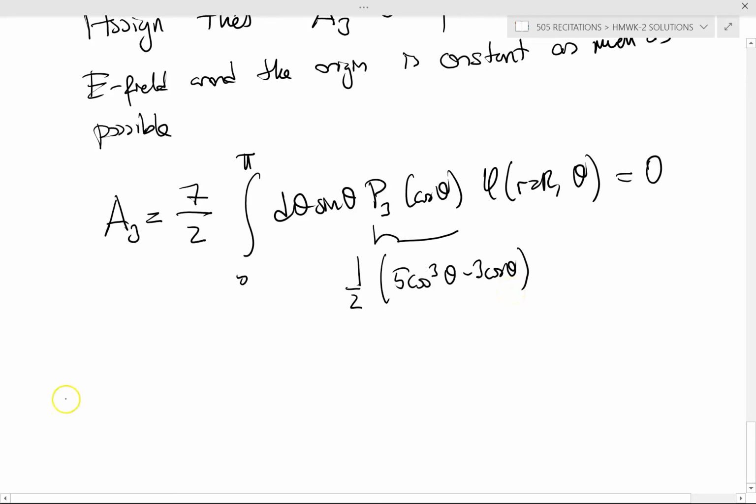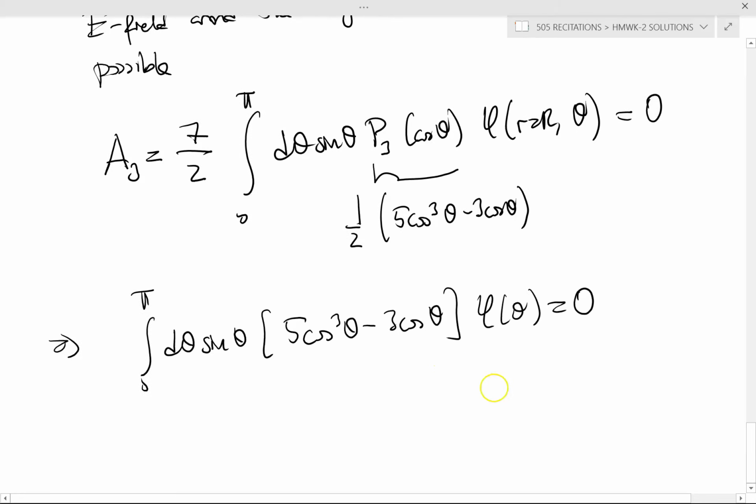Hence, integral from 0 to pi d theta sine theta, 5 cosine cubed theta minus 3 cosine theta, psi of theta is equal to 0. I just dropped off the coefficients.